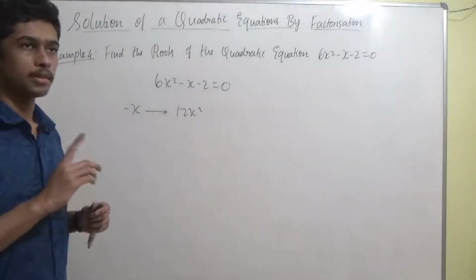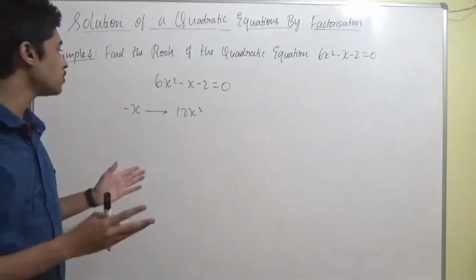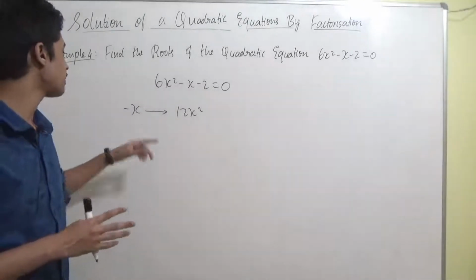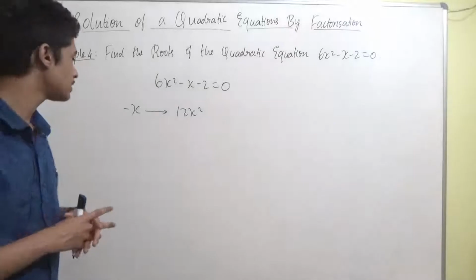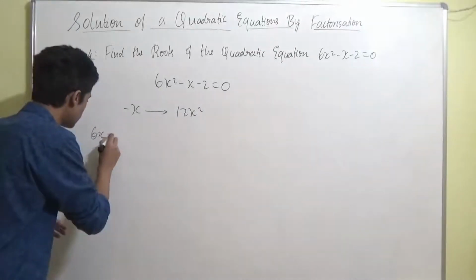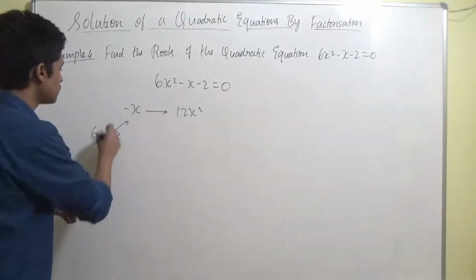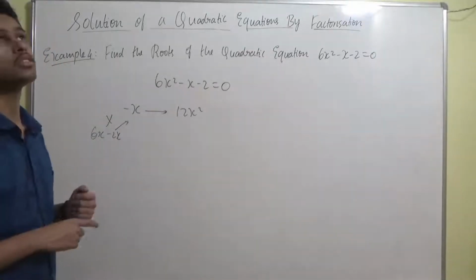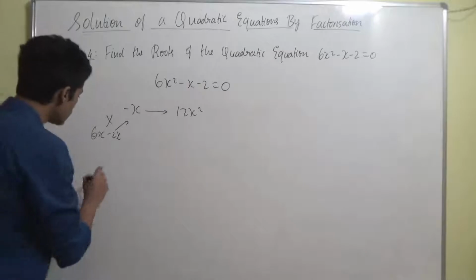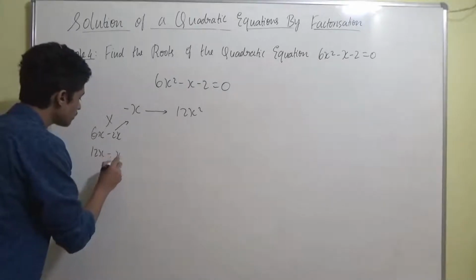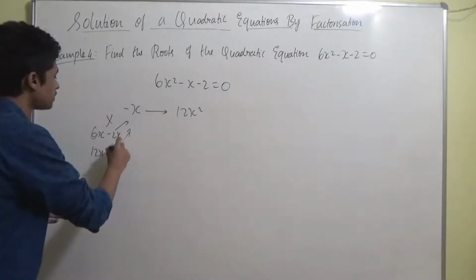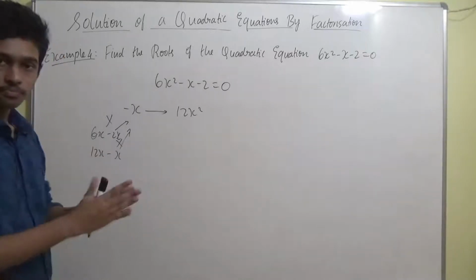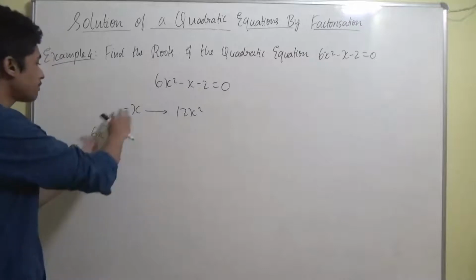So okay, 6 into 2 gives you 12. But if you do any kind of addition or subtraction between 6 and 2, you are not going to get minus x back, right? For example, 6x minus 2x is not going to give you minus x back. Getting it? So what are the other multiplications? 12 into 1 is also 12, correct? But in no way 12x minus x is going to give you minus x back. Getting it? When you sum them up, when you do the arithmetic, you should get minus x back.